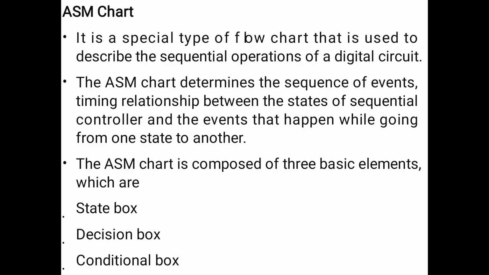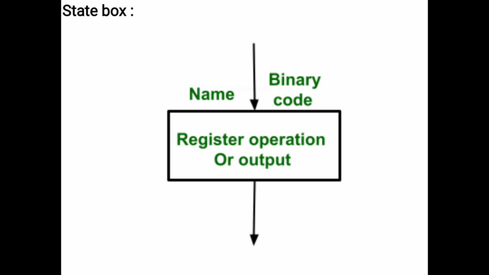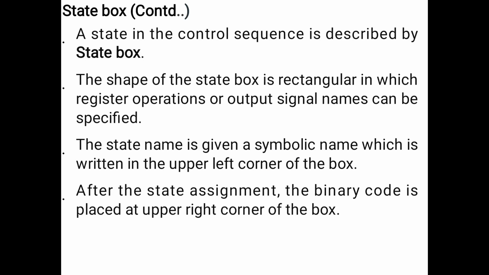And this ASM chart is composed of three basic elements, which are the state box, decision box, and conditional box. So this is the diagram representing the state box. A state in the control sequence is described by the state box. The shape of the box is rectangular, in which the register operations or output signal names can be specified.